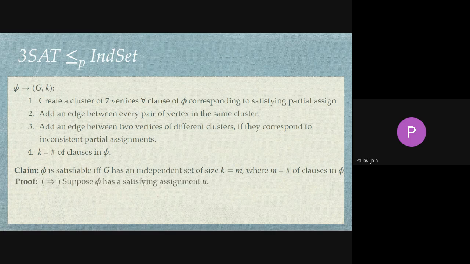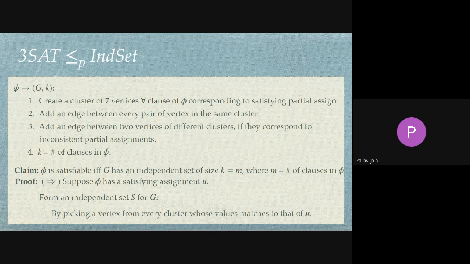Okay. So suppose phi is satisfiable, right? Then there must be some satisfying assignment U, right? So what I will say now is that we can form an independent set S of G in the following way. All you have to do is pick a vertex from every cluster in G, in such a way that its value should match the value of U. Okay. Now, what do I mean by that?